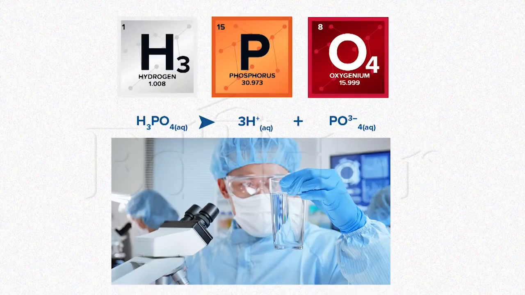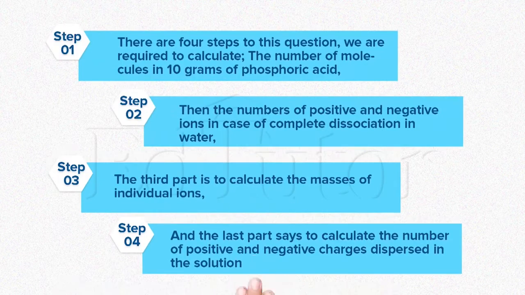Now we will be looking at another numerical example and try solving it together. So, are you up for it? Let's do it. We have 10 grams of phosphoric acid. It has been dissolved in excess water, H2O, to dissociate it completely into its ions. There are 4 steps to this question.